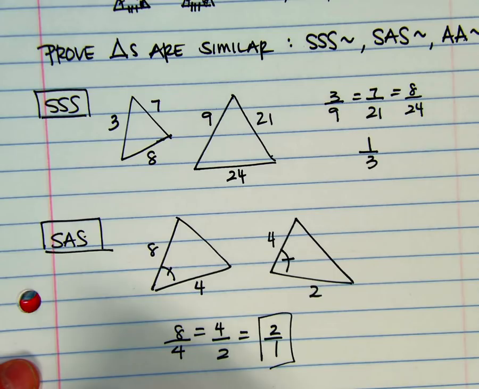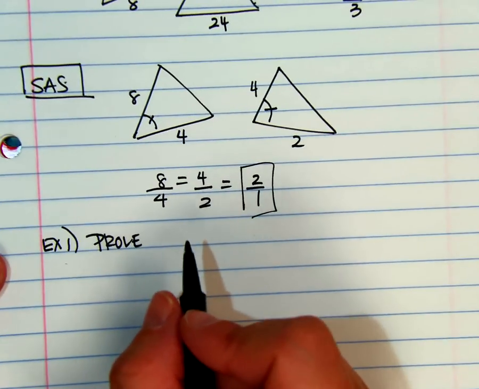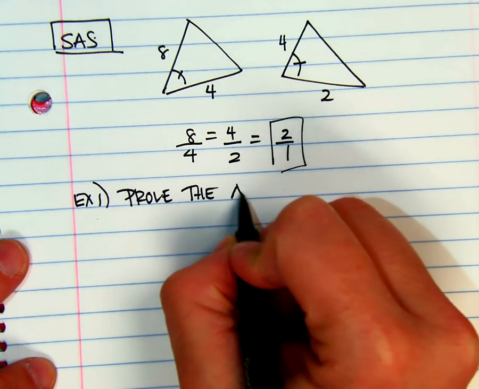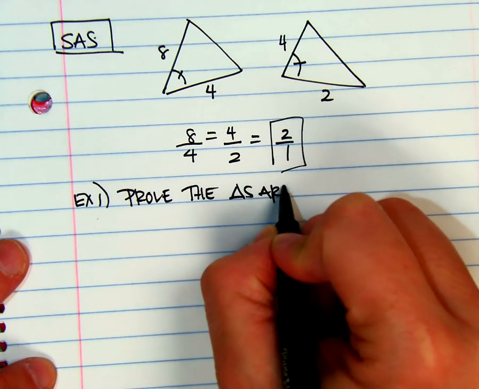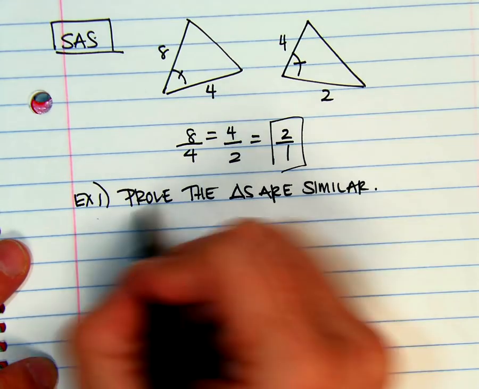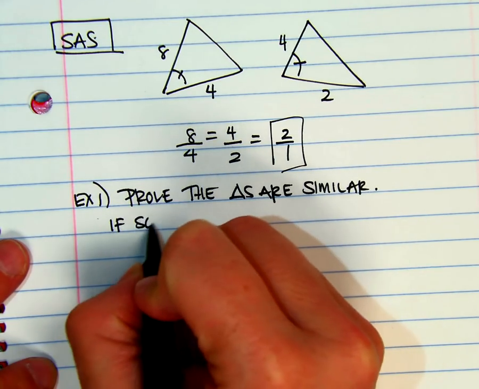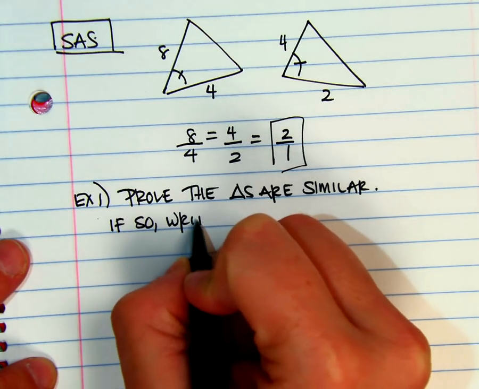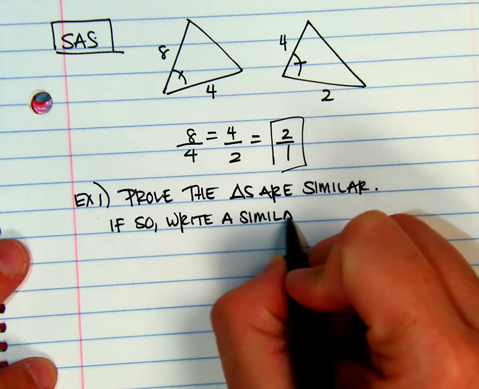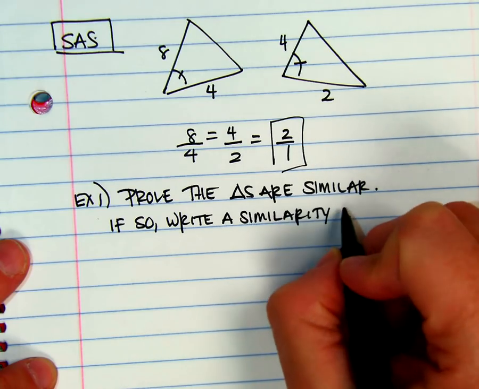Okay, let's go through a few examples. Let's prove the triangles are similar. If so, write a similarity statement.